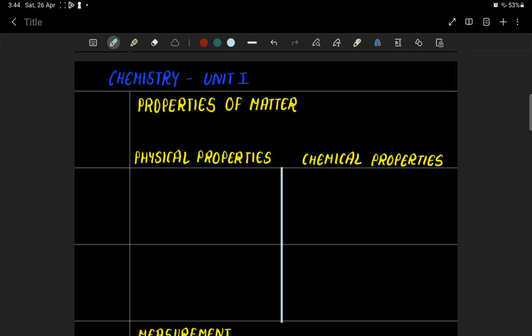So, every substance has unique or characteristic properties. These properties can be classified into categories. One is physical properties. So, physical properties are observed without changing the identity or composition of the substance.